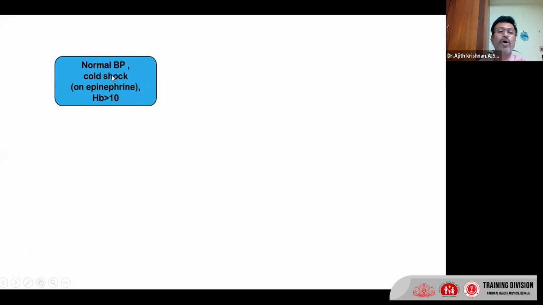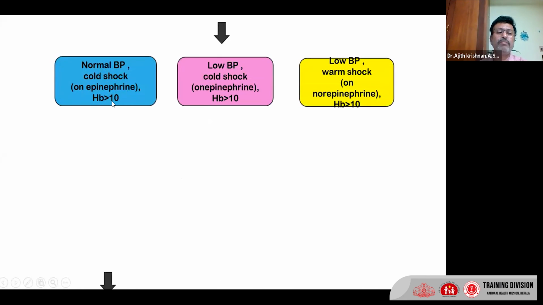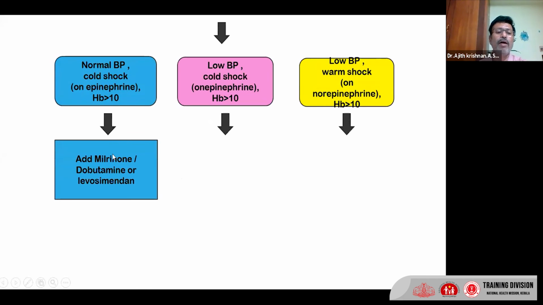So normal BP. In a cold shock, you have given adrenaline, and the BP has become normal. Then what will you do? Normal BP, but the cold shock is persisting. Started on epinephrine, cold shock is there, BP has come to normal. Then you can add milrinone or dobutamine or levosimendan, that is, it decreases the peripheral vascular resistance. So in cold shock, the peripheral circulation is ineffective, so you can give these and increase the peripheral circulation.